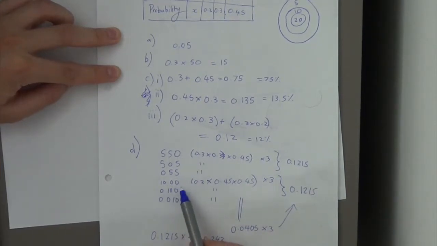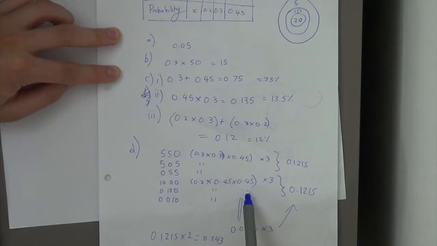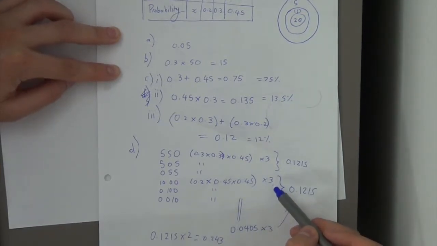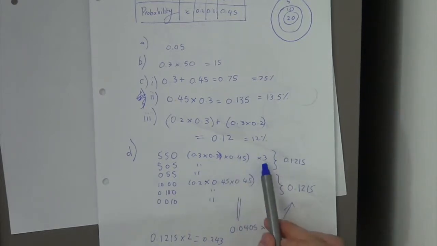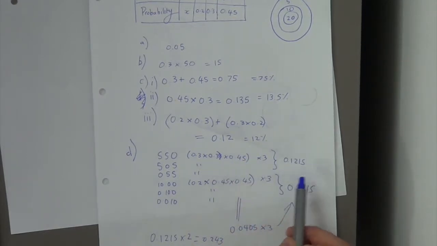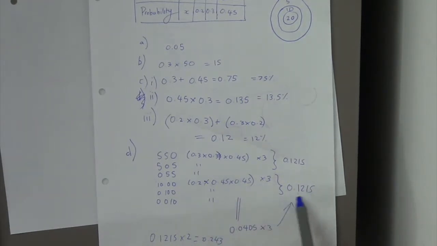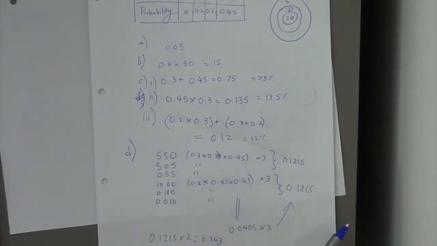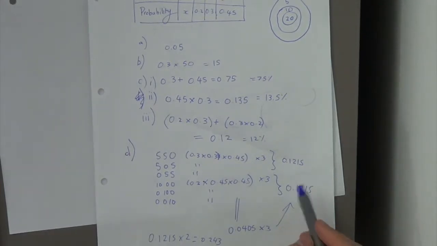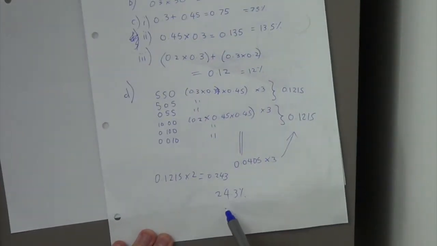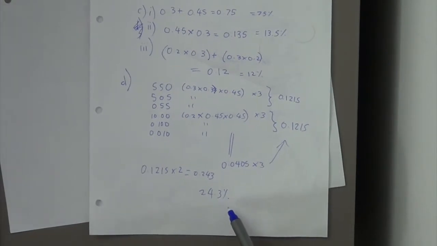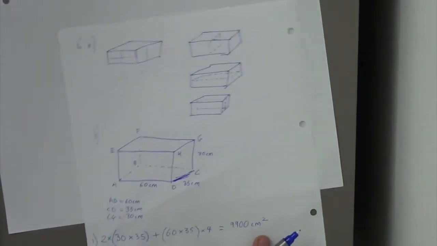Then, for 10, 0, 0, I did 0.2 times 0.45 times 0.45 times 3 to that. So you can see here, the times 3 of that value is 0.1215, and believe it or not, also this times 3 equals 0.1215. Then I just need to basically add these together and multiply 1 by 2, and it will give me 0.243, which equates to 24.3%. Okay? And that's how we answer that question. Right, next question.